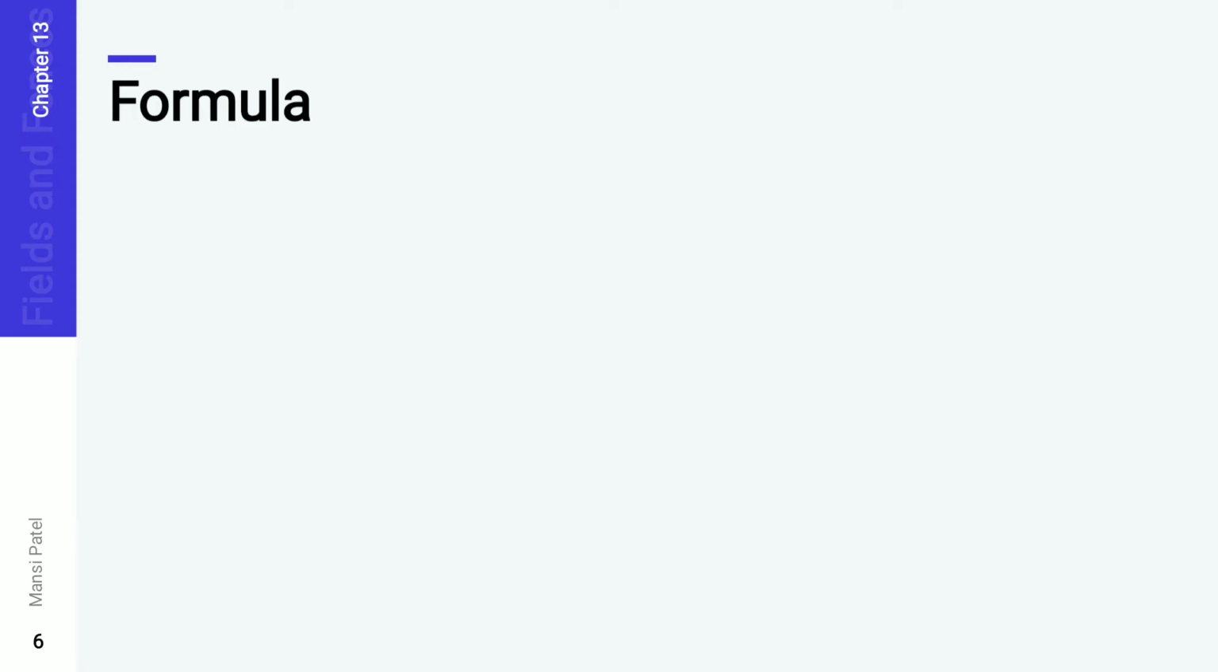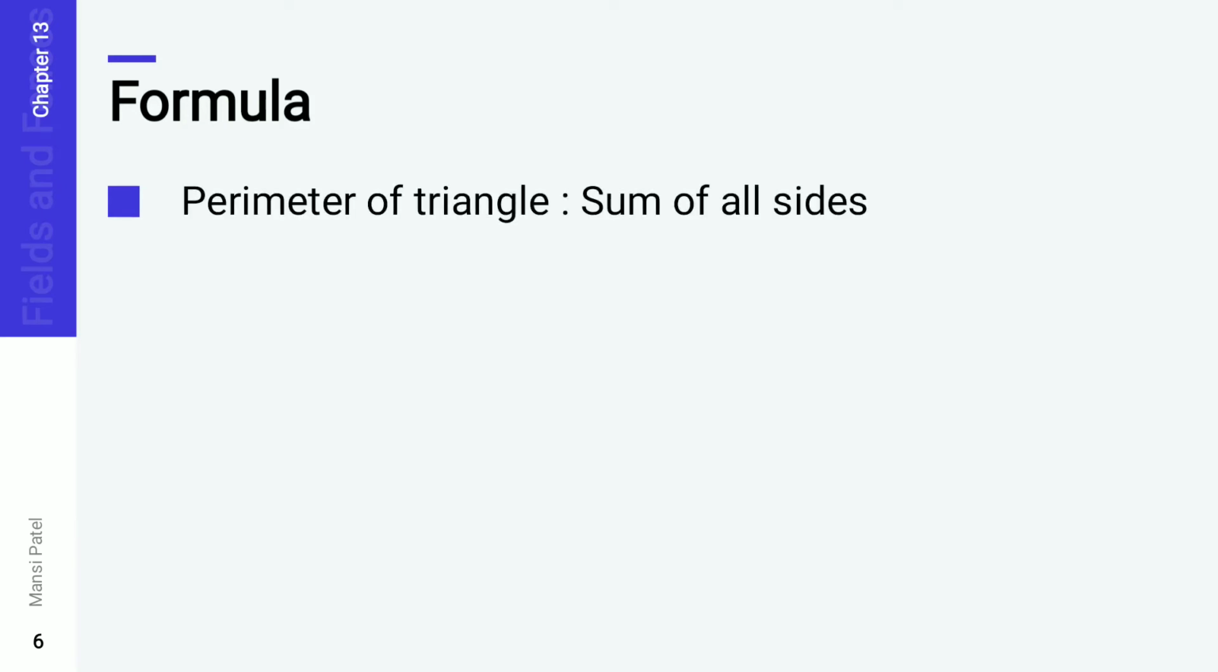Now, as we already studied some of the formulas to find out the perimeter of different shapes, let us quickly revise all these formulas. If we want to find out the perimeter of a triangle, what is the formula? In this case, we just add all the sides of the triangle. So we can say that the perimeter of a triangle is equal to the sum of all the sides.